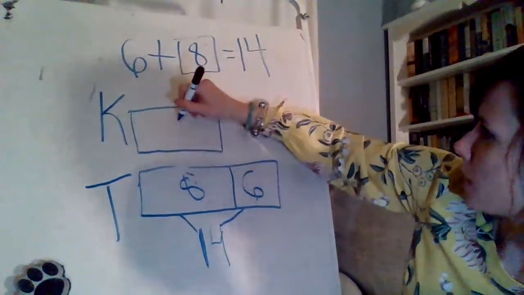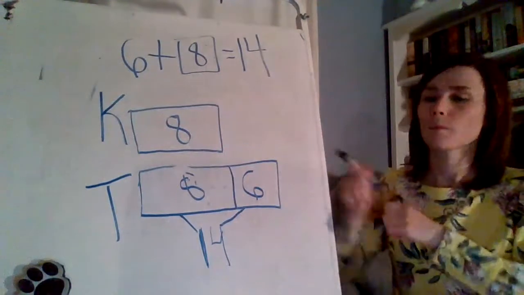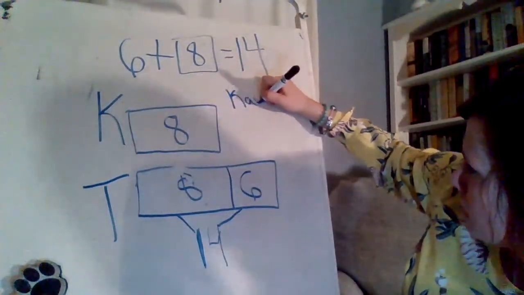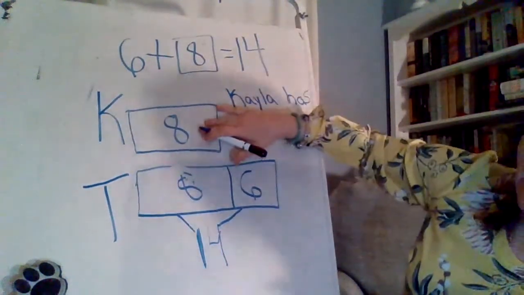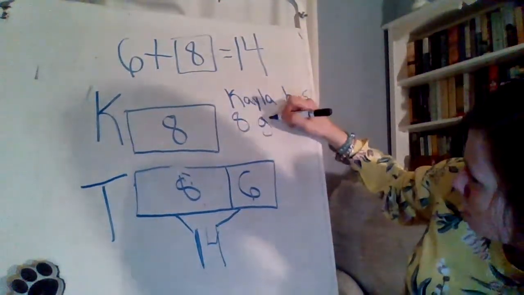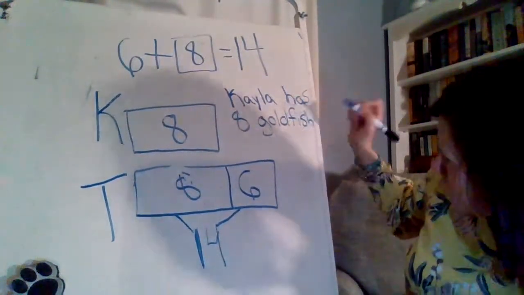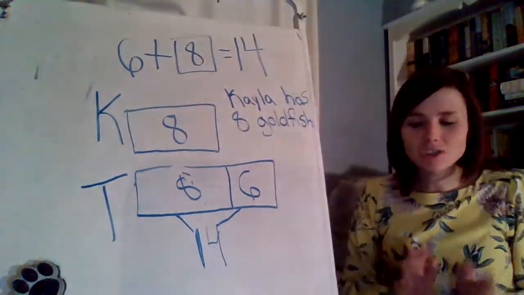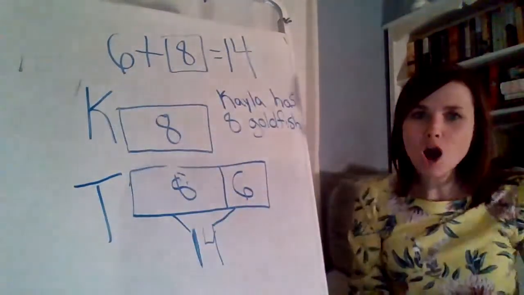So, how many goldfish does Kayla have? Right, so you would write Kayla, K-A-Y-L-A, has, how many? Kayla has 8 goldfish. Great job, boys and girls. You are rocking these math stories. Rocking it. All right. Love it.